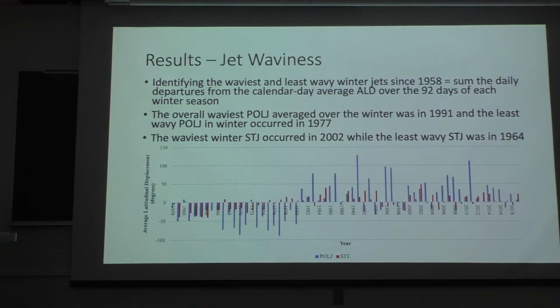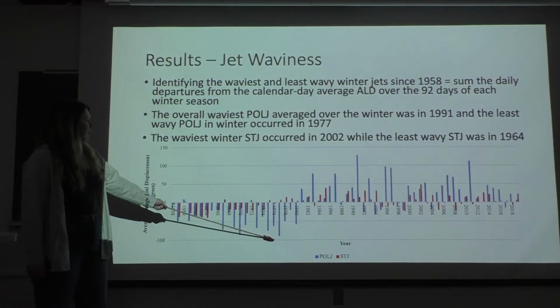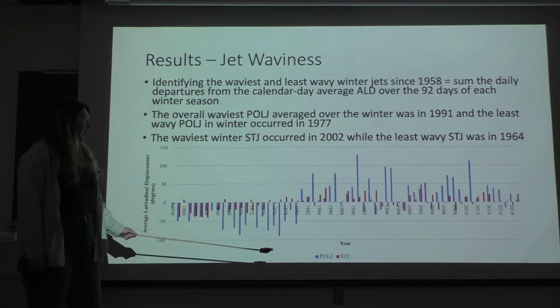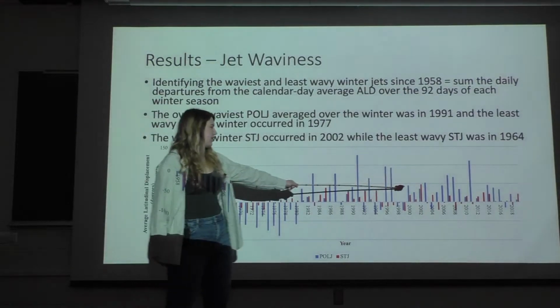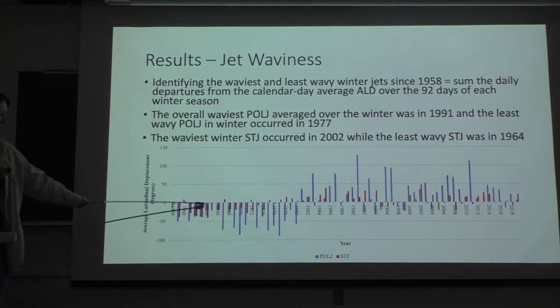Identifying the waviest and least wavy winter jets since 1958 is where we sum the daily departures from the calendar day average ALD over the 92 days of each winter season. And so here you can see the level of waviness for each jet each year. The overall waviest polar jet occurred in 1991, and the least wavy was in 1977. The subtropical jet had its waviest year in 2002, and its least wavy year in 1964.